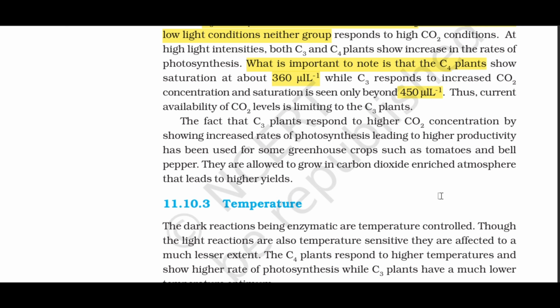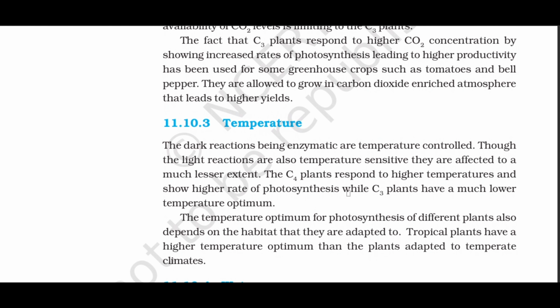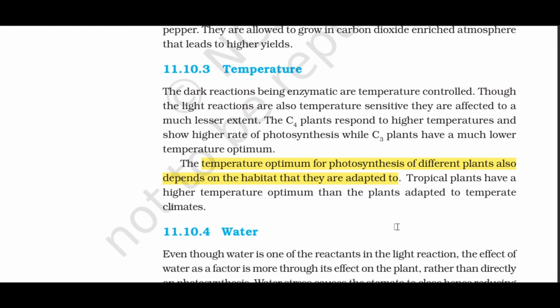Temperature. The dark reactions being enzymatic are temperature controlled. Though the light reactions are also temperature sensitive, they are affected to a much lesser extent. The C4 plants respond to higher temperatures and show higher rate of photosynthesis, while C3 plants have a much lower temperature optimum. The temperature optimum for photosynthesis of different plants also depends on the habitat that they are adapted to. Tropical plants have a higher temperature optimum than the plants adapted to temperate climates.